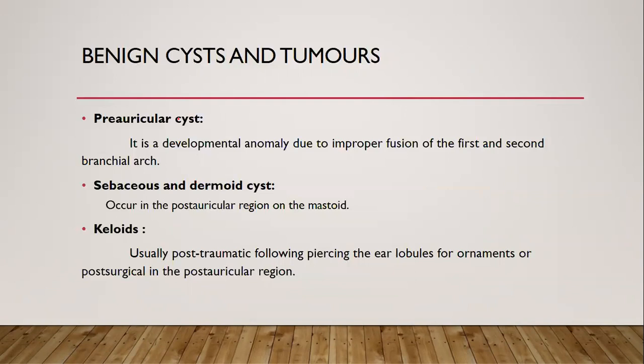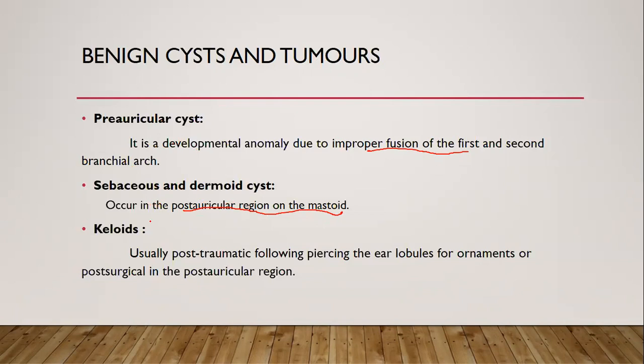Benign cysts and tumors include the preauricular cyst. It is a developmental anomaly due to improper fusion of the first and second branchial arch. So the preauricular cyst is one of the benign cysts that mainly occurs as a congenital anomaly due to improper fusion of the first and second branchial arch. Then sebaceous and dermoid cysts can be seen in the post-auricular region on the mastoid area.